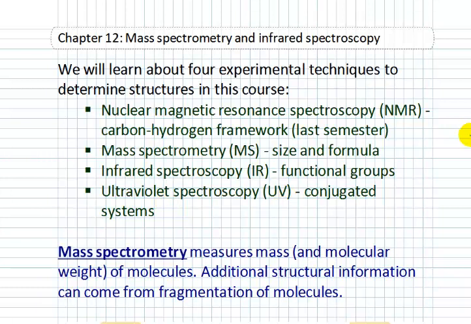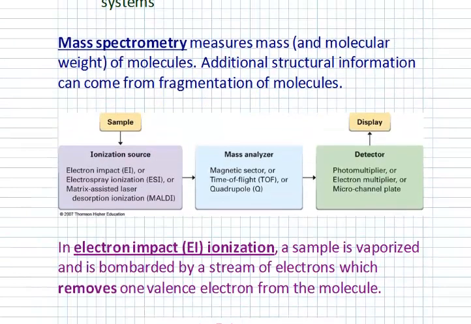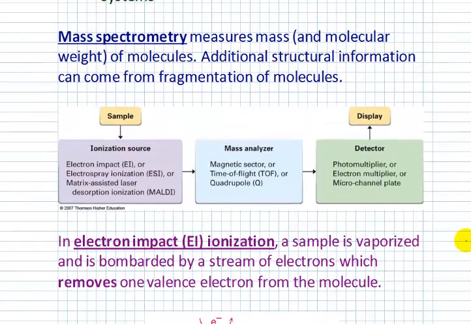So let's start out with mass spectrometry. Like we said before, it measures mass and molecular weight, essentially, of molecules, so we can get additional structural information from fragmentation, and we'll talk about that quite a bit in just a little bit. But essentially, if we want to know what the molecular weight of a molecule is, we can ultimately figure out what its molecular formula is, oftentimes, and get a good amount of structural information.